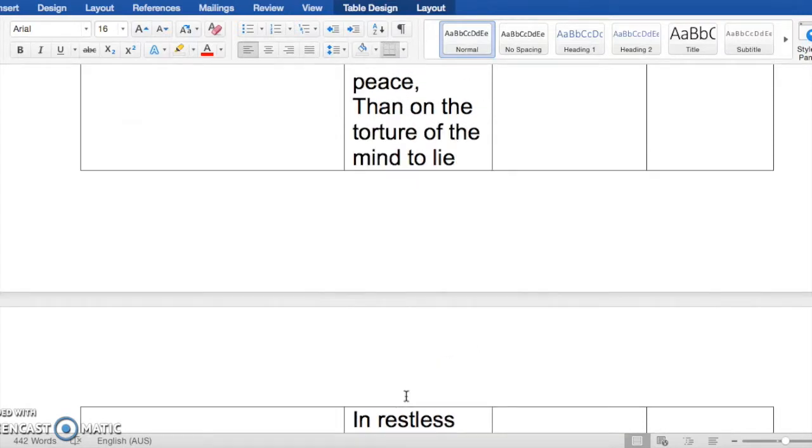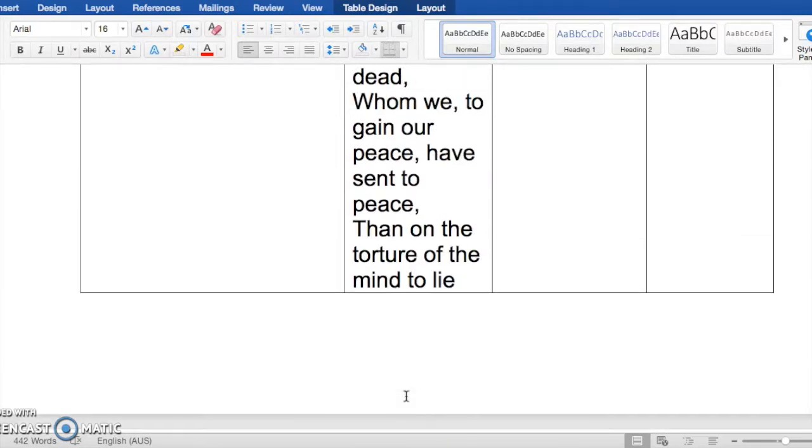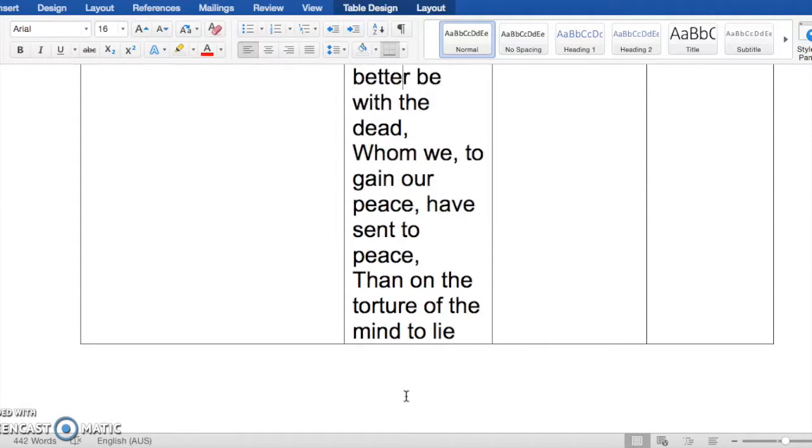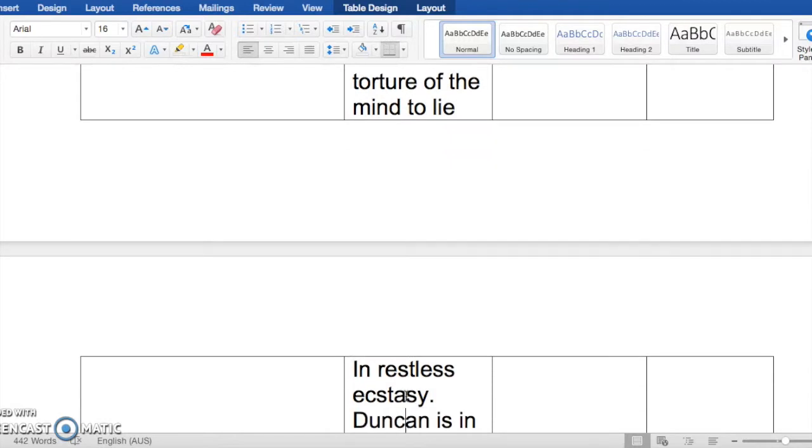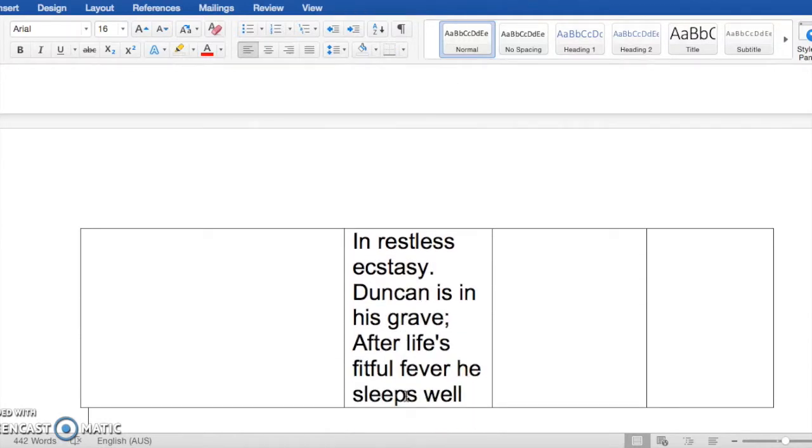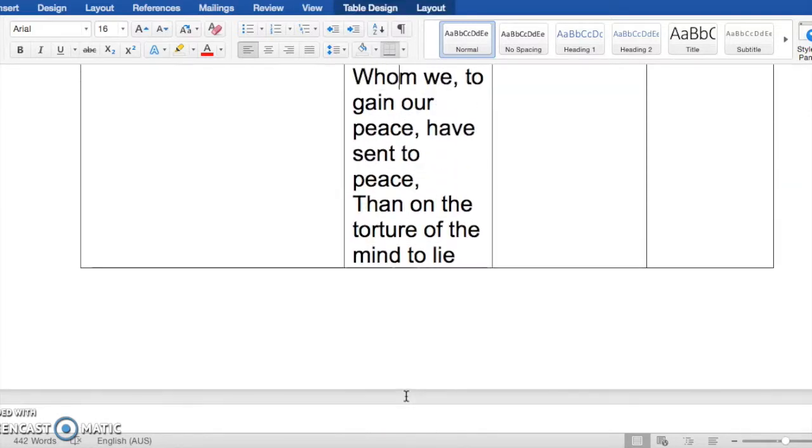And he continues this later when he says, "Better be with the dead whom we to gain our peace have sent to peace." So he is almost proud of the fact that he sent Duncan to peace because Duncan now sleeps. And he says, "on the torture of the mind to lie in restless ecstasy, Duncan is in his grave, after life's fitful fever, he sleeps well." He's actually jealous of Duncan, because Duncan is sleeping and Macbeth is not. He's tortured by his bad dreams, by his feelings of guilt and remorse at what he's done.